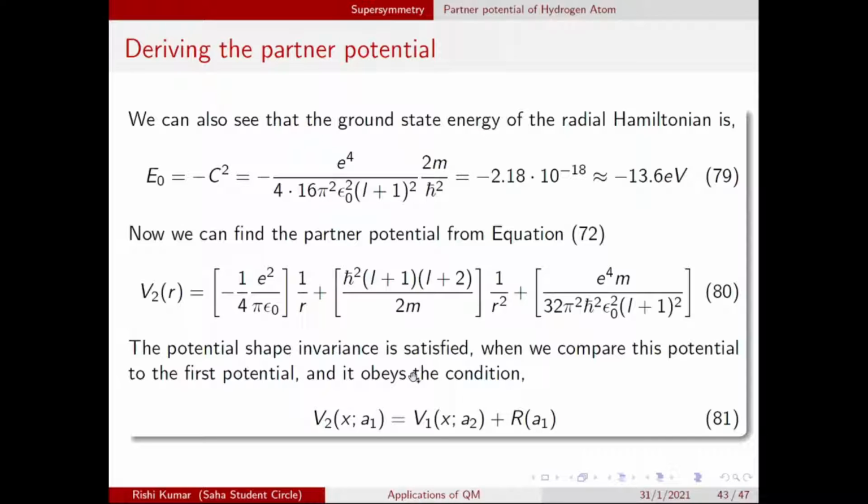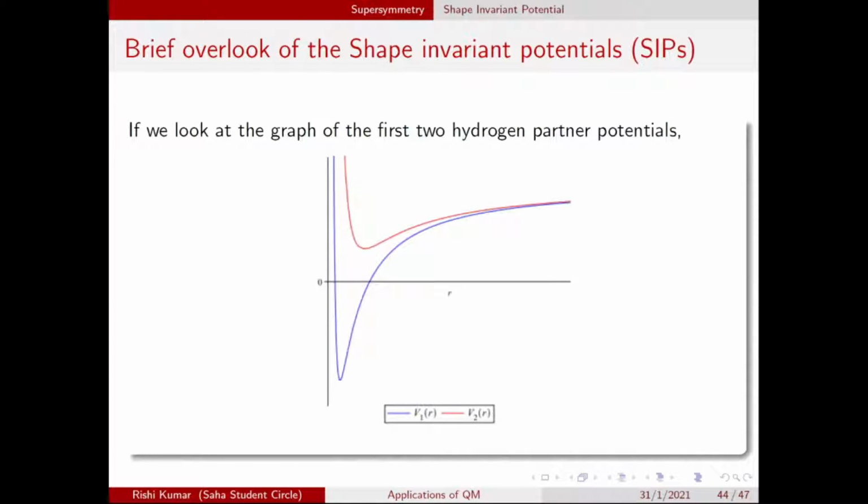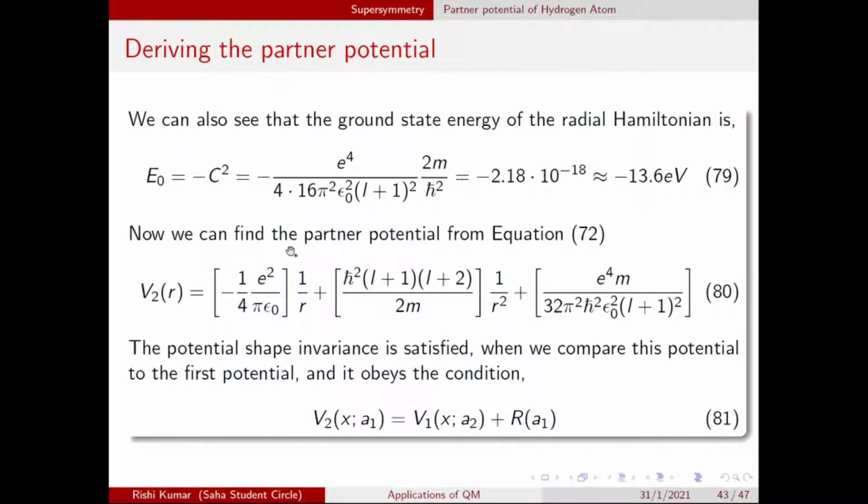So what is this condition in a graphical format? We can see that essentially the two shapes are similar, right? They're just shifted. That is why they're called shape invariant potentials, or SIPs. For two partner potentials to be correct, they need to obey this shape invariance. Now we have checked that graphically: if we plot V1 of R and V2 of R, we can see that they are both SIPs. So now we've verified that this partner potential is correct.